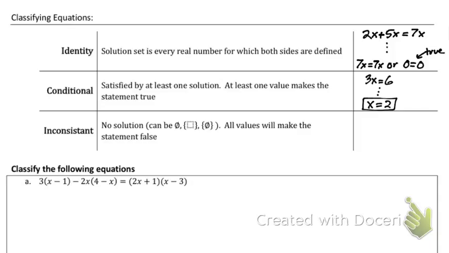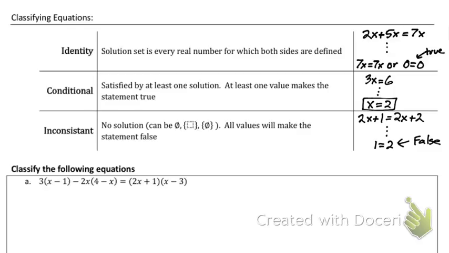Inconsistent means there are no solutions. Inconsistent is going to be our trickiest one, and we'll see it in a couple examples that we have. But an inconsistent might be something like 2x plus 1 equals 2x plus 2. If I was to solve this, I would come up with 1 equals 2, which is false. So an inconsistent would make a false statement. And it can also be tricky. You might think it has an answer, and it doesn't because it has an extraneous root. So with inconsistent, you're looking out for an extraneous root as well.